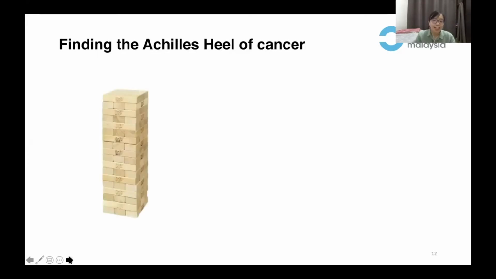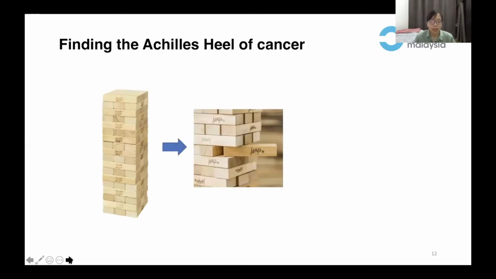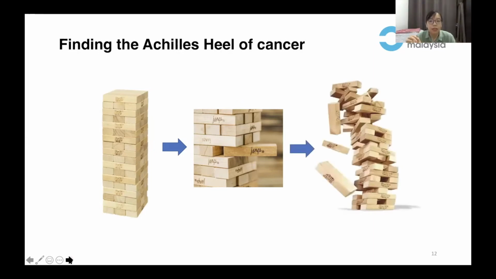So I've prepared this analogy. This is a Jenga block, and I'm using it as an analogy for head and neck cancer. What our team is doing is looking for the essential genes, depicted by the blocks here, which are important for head and neck cancer growth and survival. Once we identify these candidate genes, we can use them as therapeutic targets so that we can topple the tumor structure and potentially cure cancer.